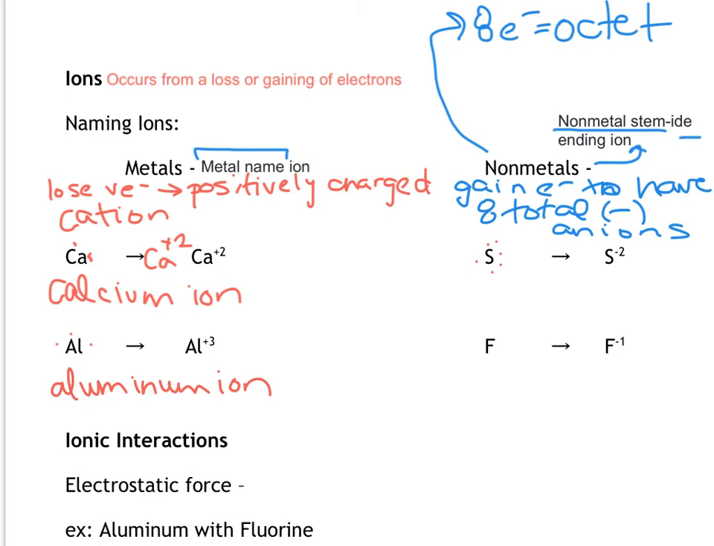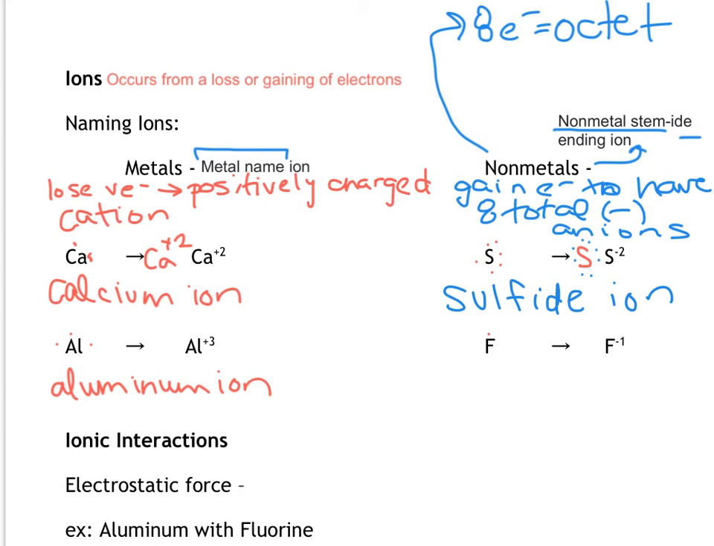Now for nonmetals, sulfur has 6 valence electrons, 1, 2, 3, 4, 5, 6. It has 2 holes. It has a hole here and here. So it wants to gain 2 electrons to have a full octet. So it ends up with sulfur with 8 total electrons. And that means it has an overall charge of -2. So when I name that, I have sulf as my stem, and then I have -ide. So I have a sulfide ion.